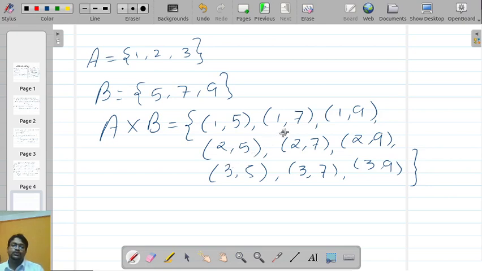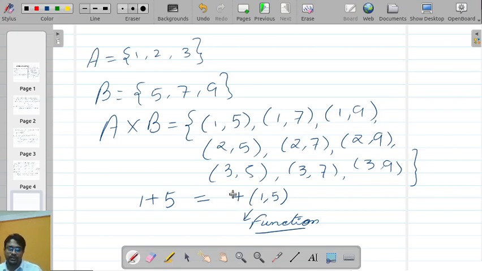So we learn a new way of writing something like 1 plus 5. Instead of writing 1 plus 5, can we denote this as plus operated on these two elements? We are writing this in a functional notation, as a function, plus operated on 1 and 5. That is the idea.